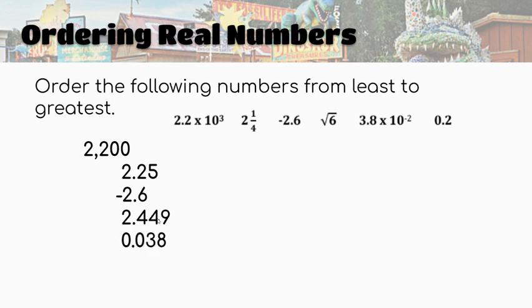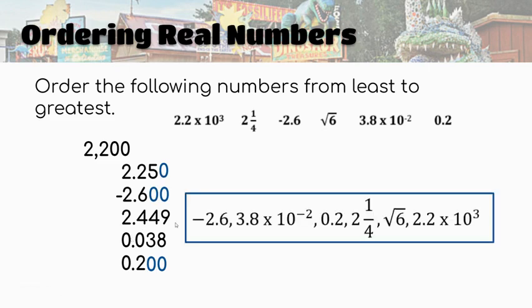Next, we're going to change from scientific notation to standard form. That's a negative 2, so I'm going to go 2 places left, which would get me 0.038. And lastly, we have 0.2. Then I can fill in with 0 so that I can compare this properly. And the smallest is obviously going to be our negative. Then we have 0.038, then 0.2, then 2.25, then 2.449, and then 2,200. So that is all back in normal. All right, feel free to move on.